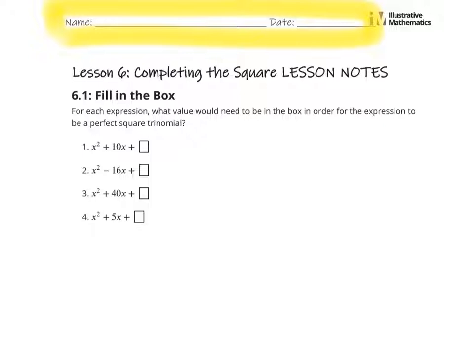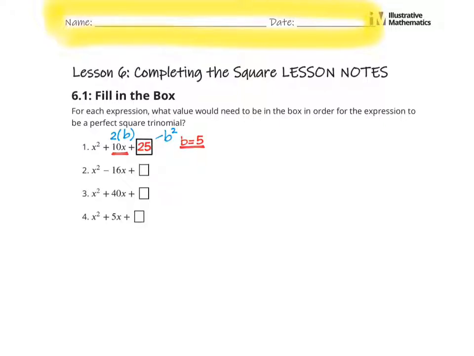What we're going to do is look at that middle term. In problem number 1, it says 10x. I'm just looking at the number 10, and I'm thinking that 10 is twice something else, or 2 times b. What goes in this little square, where we complete the square, is b squared. So I'm saying to myself, 2 times what is 10? Well, that would be 5. So what goes in this box is 5 squared, which is 25.